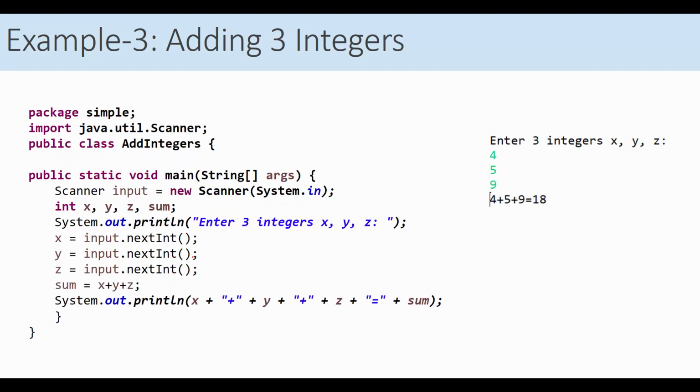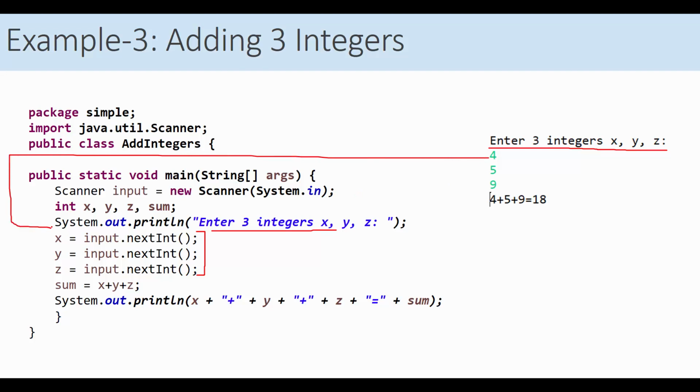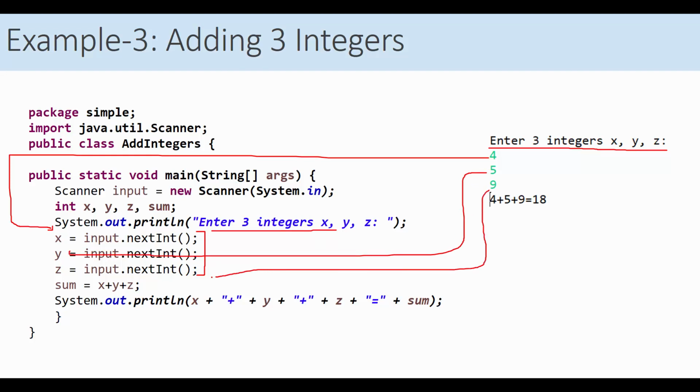In this example, I'm reading three integers with one prompt message. So I ask the user here to enter three integers, x, y, z. So once the user enters 4, it will be stored in x. Then when he enters 5, it will be stored in y, and the third one will be stored in z.